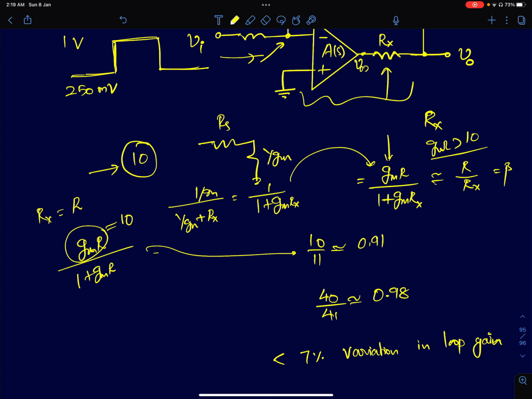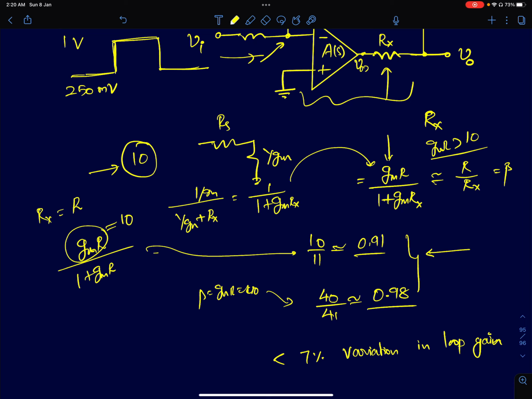In the second case, when beta, which is equal to Gm times R, is 40, I'm going to get 40 by 41, which is going to be 0.98. Now if you see, the loop gain variation was previously a factor of 4. Of course, the loop gain itself increased by a factor of 10 once we introduced negative feedback. On top of that, the loop gain variation was a factor of 4 times. That's like 300% variation. Now the loop gain varies by a factor of less than 7%. Okay, 0.91 to 0.98. So it is almost less than 7% loop gain variation.